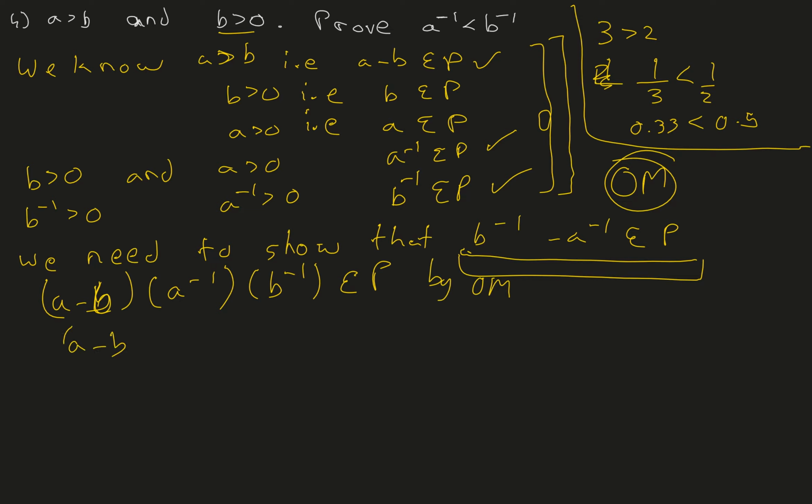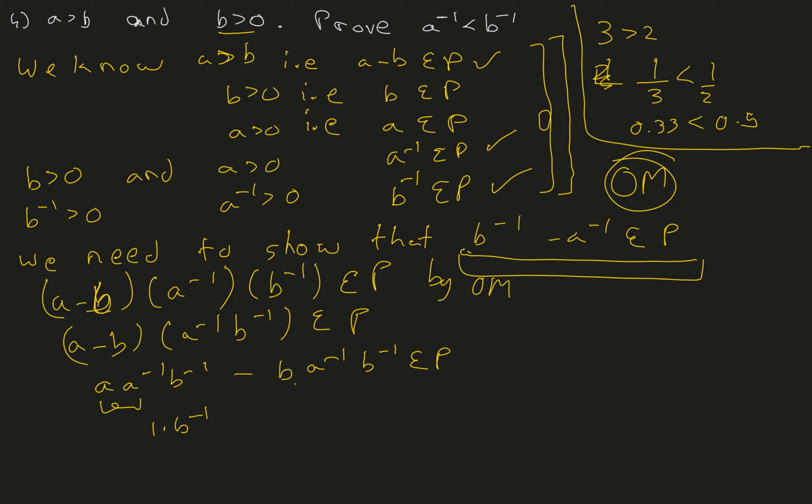So this is the same as (A minus B) times A inverse times B inverse by distributivity, which is our ninth field axiom. And I'm going to use distributivity again to get A times A inverse times B inverse minus B times A inverse times B inverse, which will also be in P. I'm using distributivity, and this will boil down to 1 times B inverse.